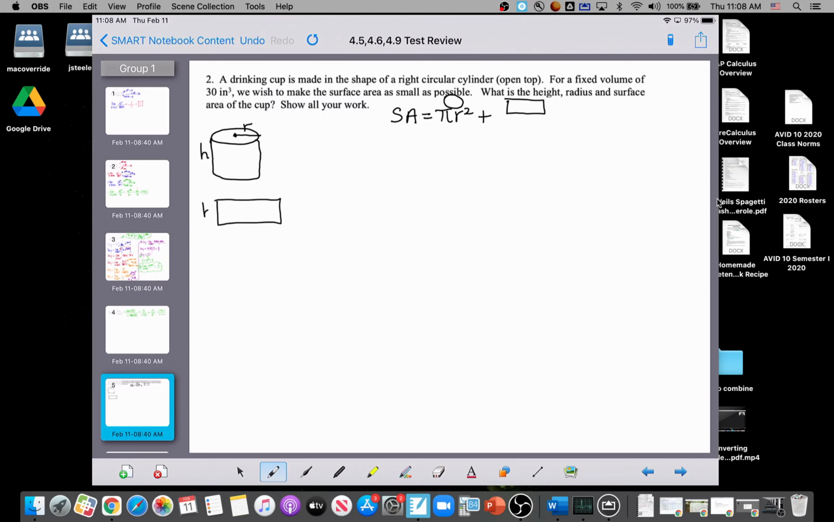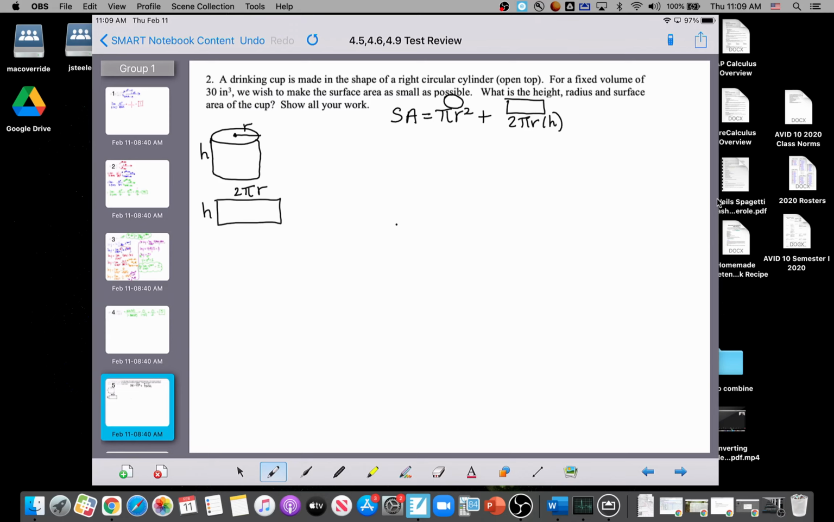The height of the rectangle would be h, and then if we unfolded it, the circumference of the circle would be the length of the rectangle, which we know is 2 times pi times r. So the surface area of the side wall that is the cylinder shape is going to be 2 pi r times h, times the height. So there's my surface area equation for my cup.